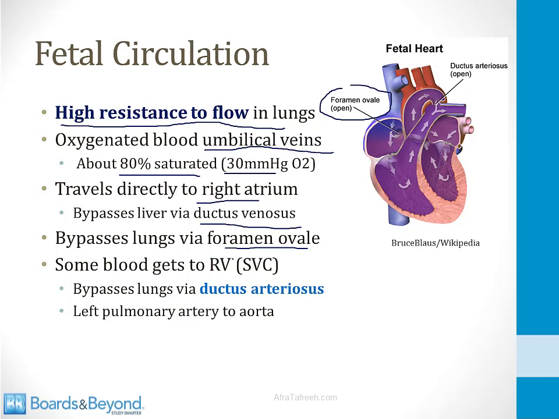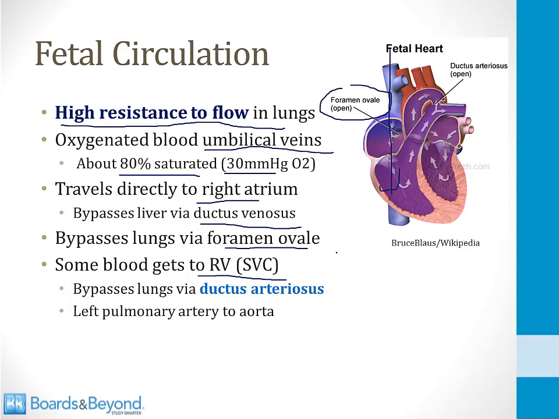Now, some blood, especially blood from the head of the fetus, will still get to the right ventricle. In other words, it won't go through the foramen ovale. If you look at this picture on the right side of the screen here, blood coming from the head may go straight down and through the tricuspid valve and enter the right ventricle.